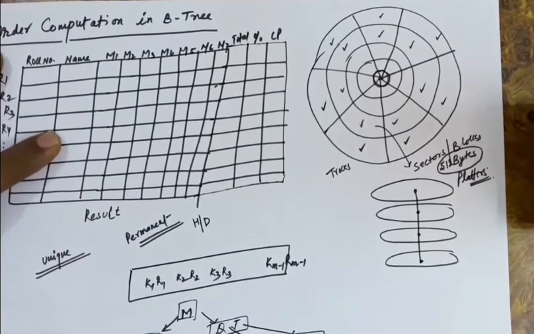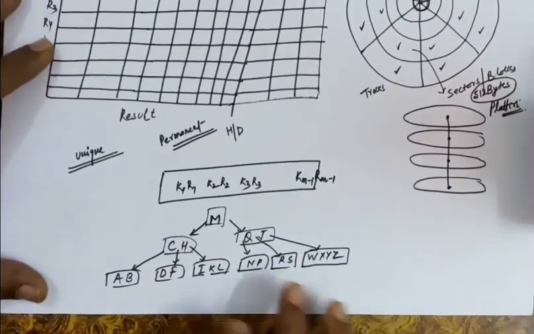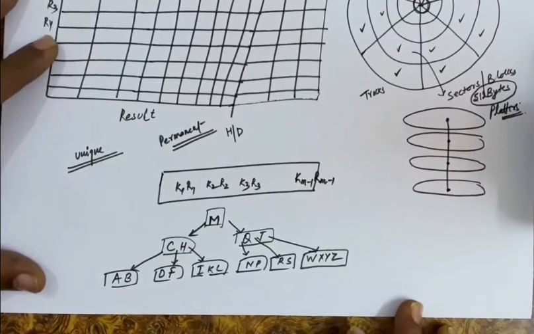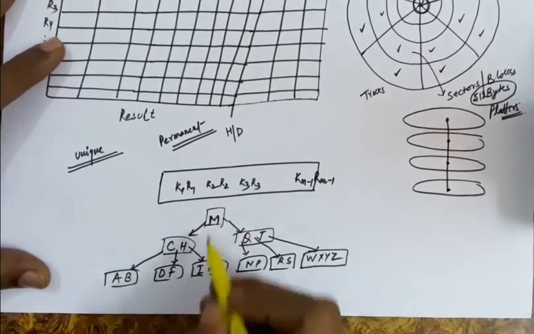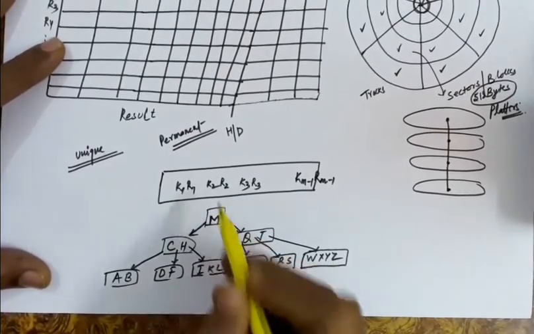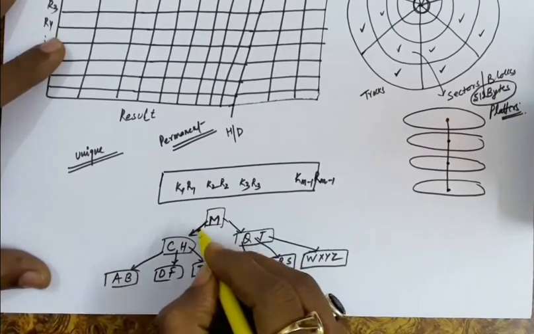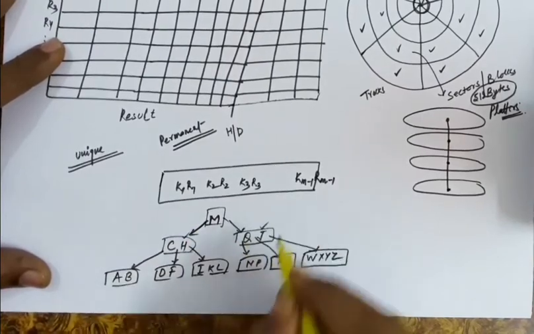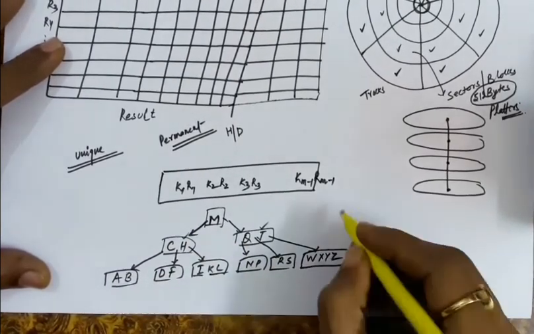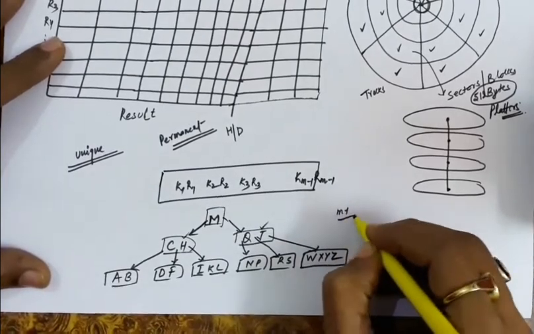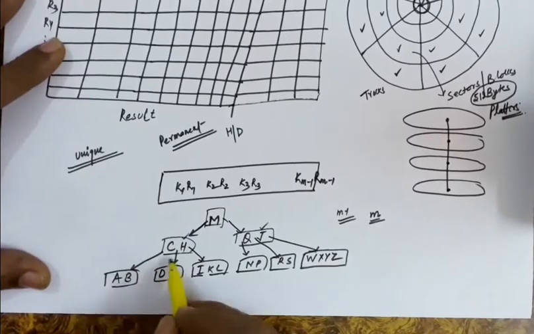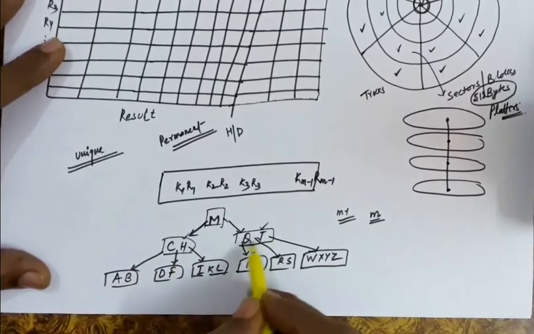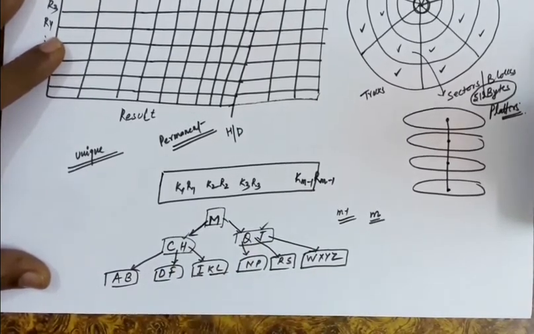Now, along with the keys, we are storing the record addresses also. For every node, we are not only storing the key value and the record address, but we are also storing the addresses of the child nodes. If we have m minus one keys, we need to store the addresses of m children. If you have two keys, three children addresses, and so on.